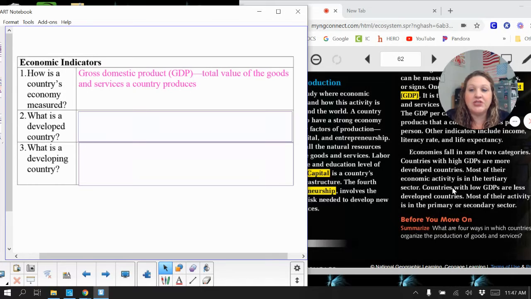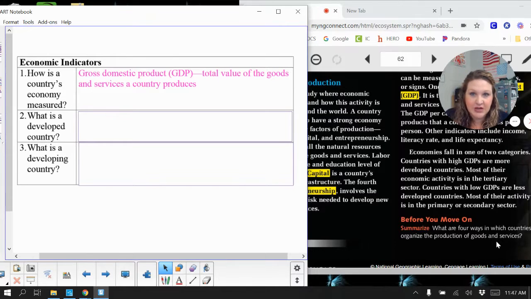And then our next question is, what is a developed country? So I'm going to read on. Economies fall in one of two categories. Countries with a high GDP are more developed countries. Most of their economic activity is in the tertiary sector, which is services. And then countries with a low GDP are less developed countries. Most of their activity is in the primary or secondary sector.